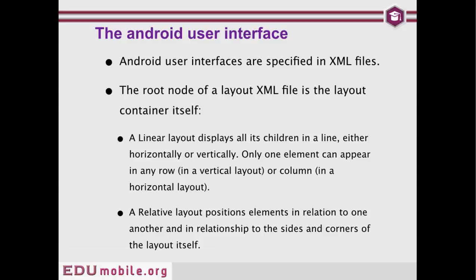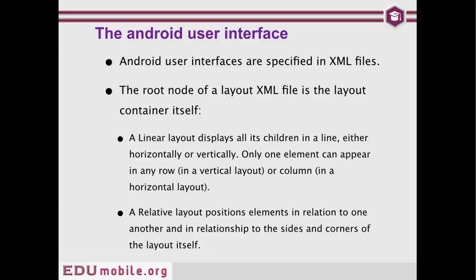So what's the difference? A linear layout displays all of its children in a line, hence the name. That line is either going to be horizontal or vertical. It's a list of controls you can think of. Only one element can appear in any row in a vertical layout or any column in a horizontal layout. So we're somewhat constrained. And before relative layouts, we would set up a linear layout and then make other linear layouts inside of it and nest linear layouts to get the desired result.